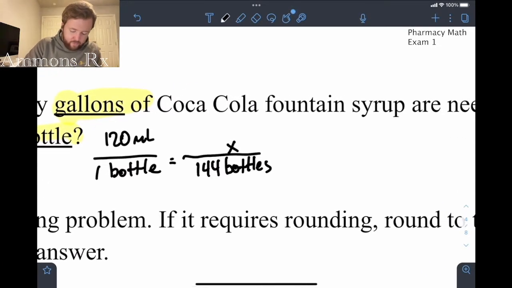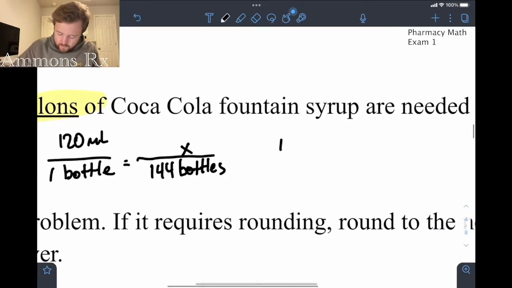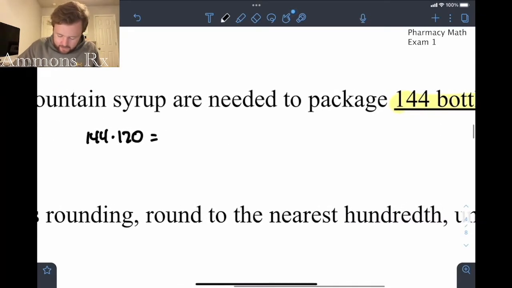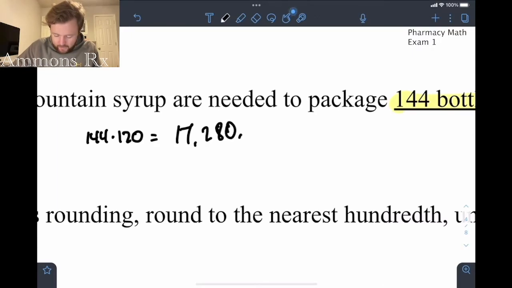That is 144 times 120. It's going to be 17,280 mils.